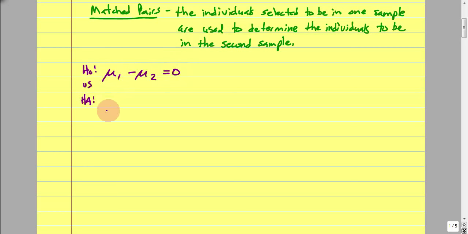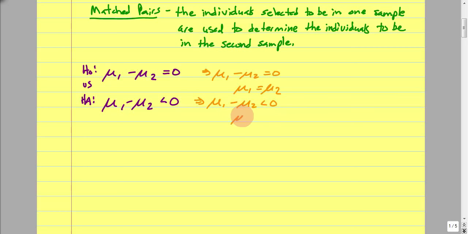And for my alternative hypothesis, one thing I could have is mu1 minus mu2 is less than 0. Now remember, for this particular case, mu1 minus mu2 equals 0. I could add the mu2 across, and this is the case of equality. Here, when I have mu1 minus mu2 is less than 0, I'd add the mu2 across, and I have mu1 is less than mu2. So this is actually checking to see if the first mean is less than the second mean, statistically less. So we have to kind of keep track of what this difference is meaning.